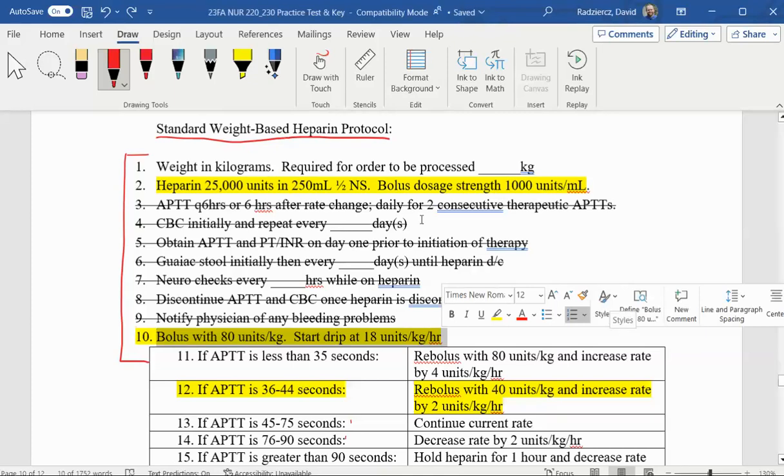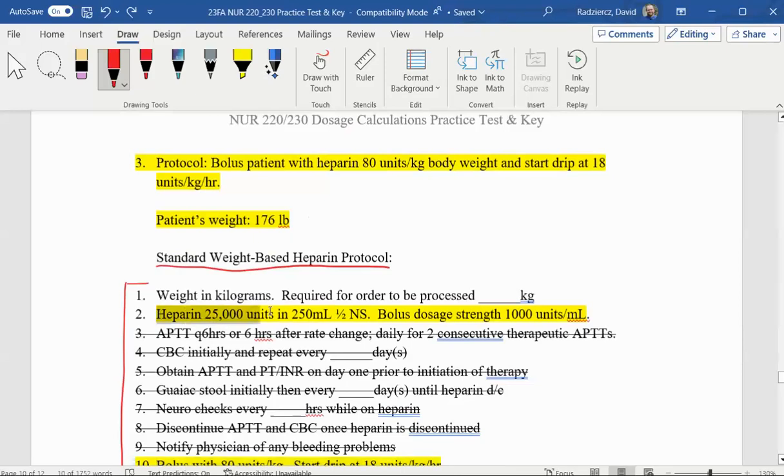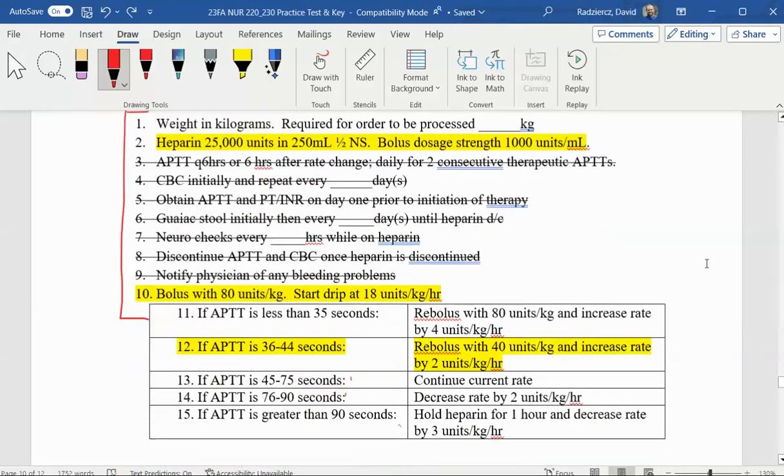So I've also seen this question written as, here's your order, here's your available, which is what's listed here in number 2, and then patient's weight, and then it just asks the questions. So I think that's an easier way to do heparin. I unfortunately made it more difficult, but hopefully that helps you see what this looks like and helps you to navigate through the information. This is the first time you're seeing it, so as far as you know, this is how it always looks.